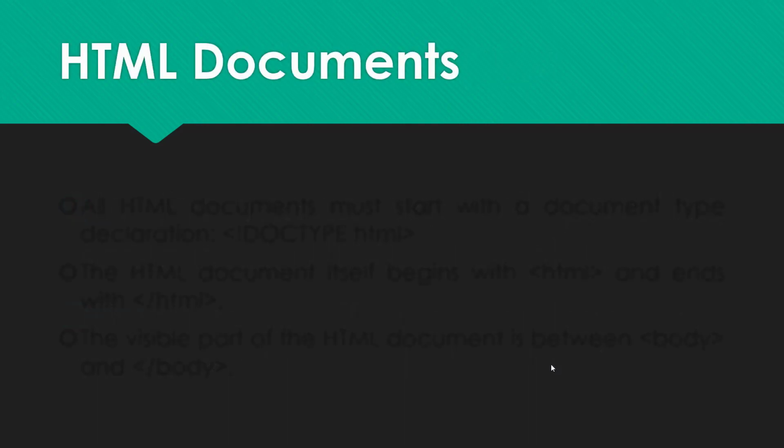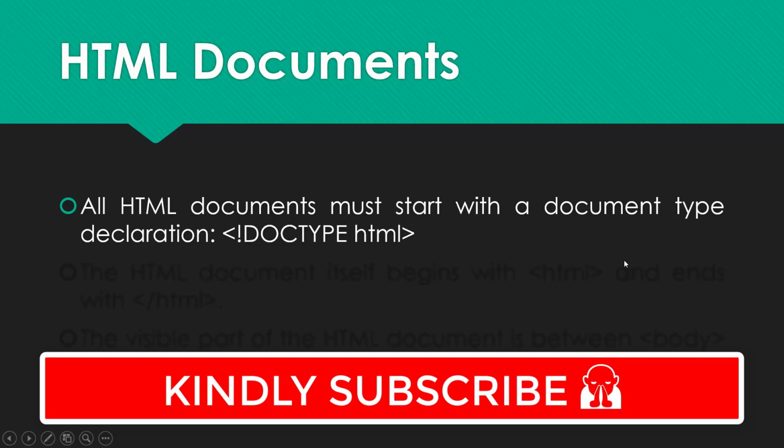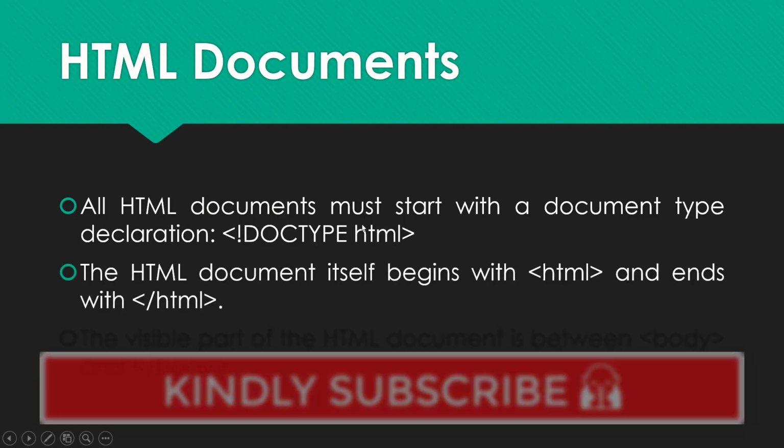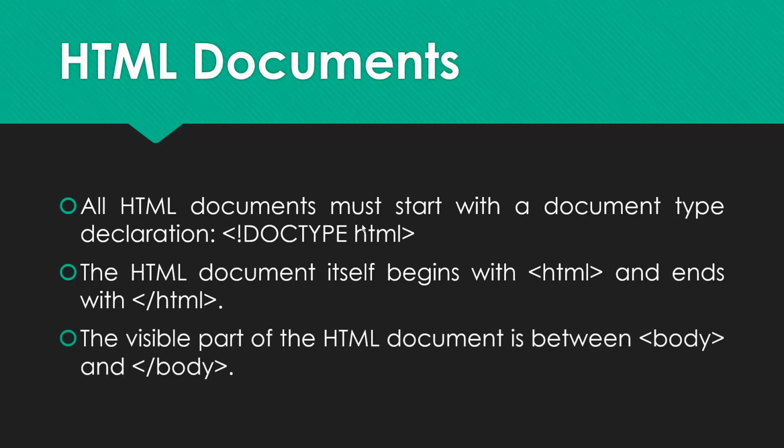So HTML document, all the HTML documents must start with a what? With a document type declaration, and this is how we declare a document of HTML, with the less than sign, then the exclamation mark, and then doctype HTML. So the HTML document itself begins with the what? With the HTML tag, and ends with the HTML tag. And the visible part of the HTML document is between the body tag. Okay, this is what you call a tag.